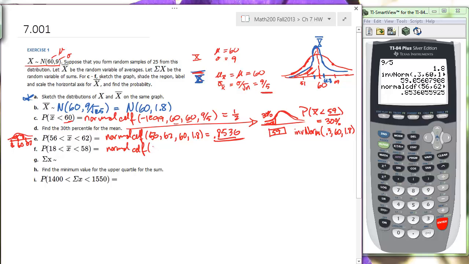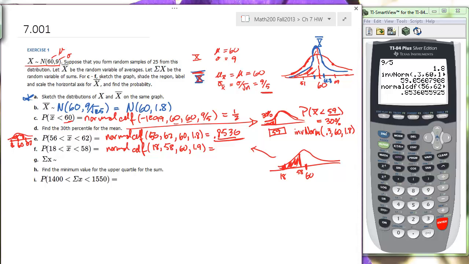So for this one, same idea. We just change these numbers, 18 to 58, but the mean and standard deviation stay the same. So let's draw a graph for this. A little bit bigger here this time. This is 60, that's our mean. 18 to 58 would be over here. So this is 18, this is 58, and we're looking for this area, which should be less than 1/2.